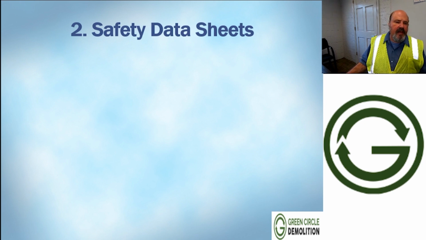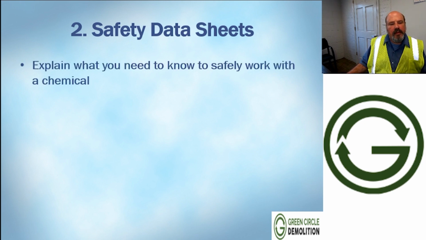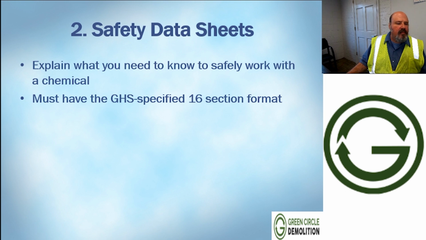Let's talk just a minute about safety data sheets. Safety data sheets explain what you need to know to safely work with a chemical. They must have the Globally Harmonized System specified 16-section format. That means there are 16 sections on an SDS that describe anything from what the hazard is, the chemical name, and the manufacturer, all the way to what to do in an emergency or overexposure, and information important to medical care providers and first responders.